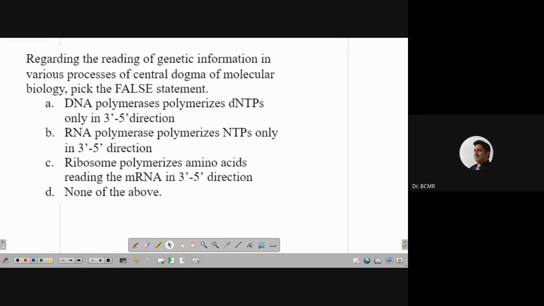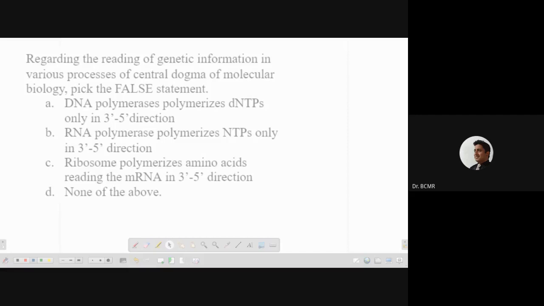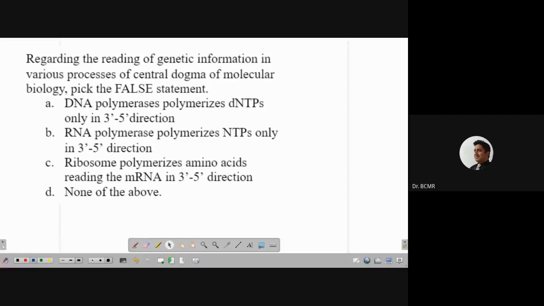That's a simple question, I think. Anybody? What's the answer, please? Somebody? No, polymerization happens from 3' to 5' direction, right? Wrong, wrong, and wrong. Everything is always happening or being read 5' to 3', right? So none of the above is the answer for it.